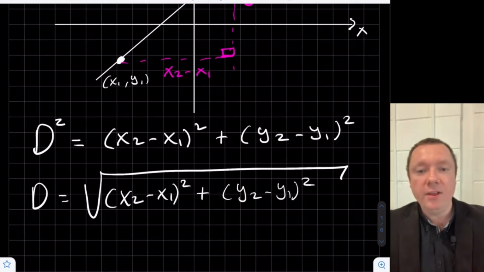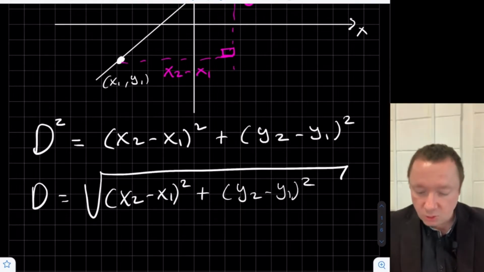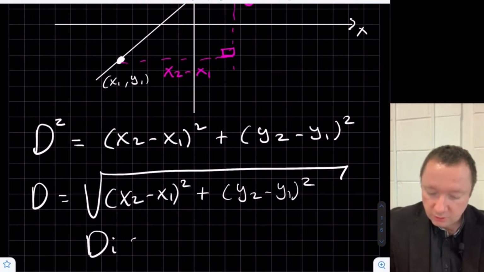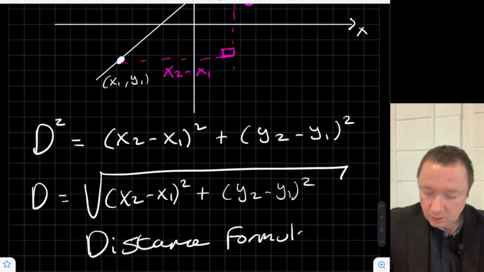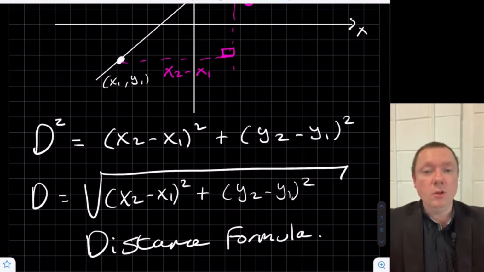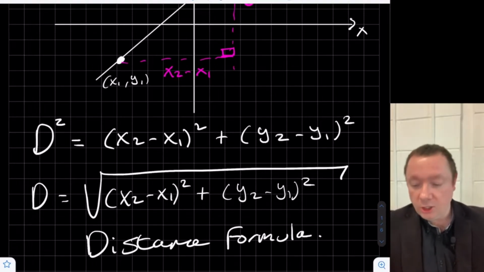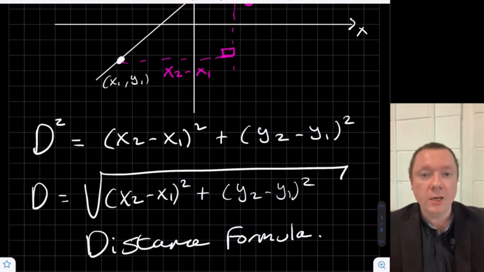And you can extend that to 3D by adding a z-axis as well. But this is your distance formula. So whenever you've got to find the distance between 2 points, you can remember this formula and use it, or you can construct a right angle triangle and just work out your distances and use Pythagoras, your choice.